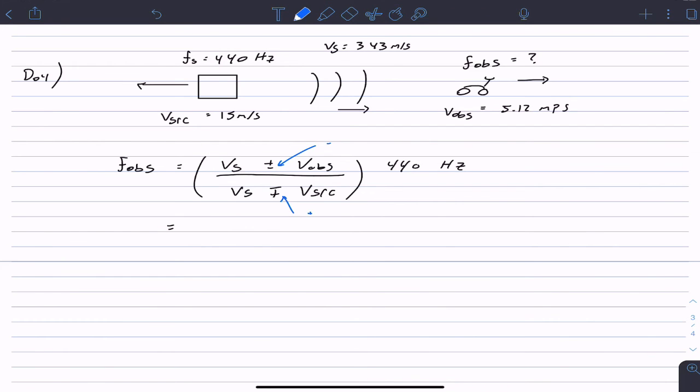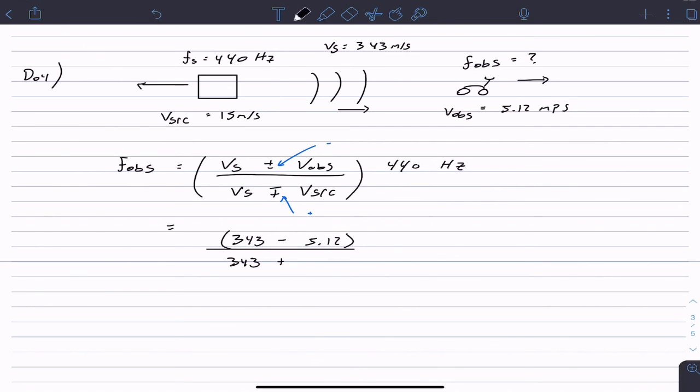Okay, so what we need is Vs plus Vobs. Let's just write it in. 343 plus 5.12 over 343, oops, see I just messed up. It's minus 5.12. Right, we're moving away from each other, we use the minus sign. Moving away from each other, we use the one on the bottom here as the plus sign.